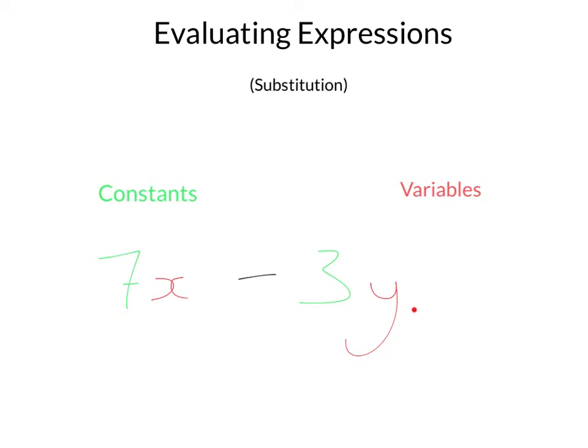The new type of number we're looking at is called a variable, and a variable is just a letter. This can be used to stand in for any number. We might know that number or we might not know that number. It doesn't really matter, and we'll still treat them the same way. So again, our variables are our letters.